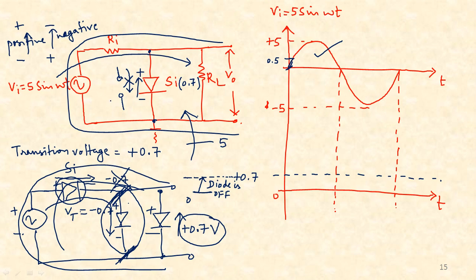The input signal will stop appearing across RL only when the diode conducts, and the diode will only conduct when the input signal is at least 0.7. So till 0.7, what should happen? The input is appearing across RL. So how does that look? I'll just draw the 0.7 mark now. This 0.7 mark is extremely important.